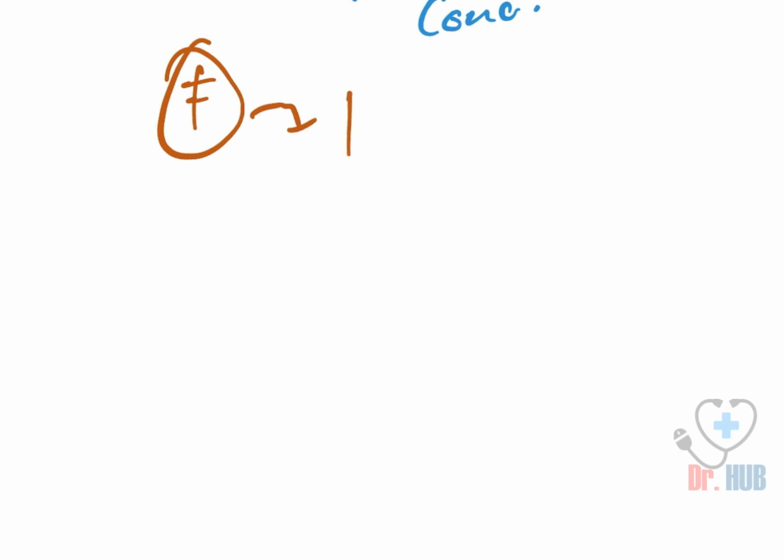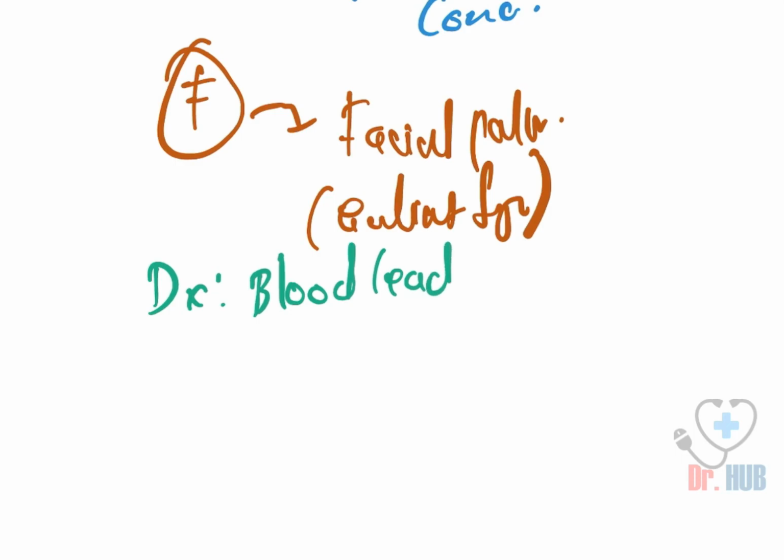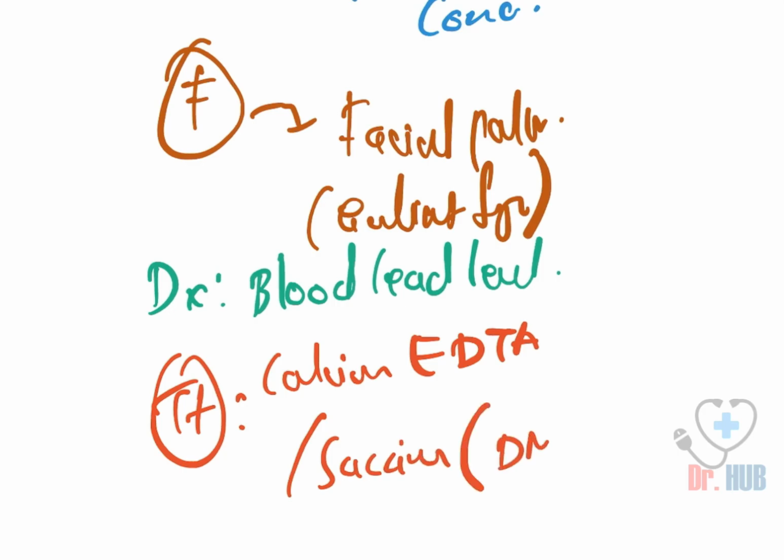Then looking at F, it stands for facial pallor. That is the earliest sign. Now looking at the diagnosis, it is the blood lead levels. So how is the treatment? The treatment is by calcium EDTA as well as succimer, that is DMSA.